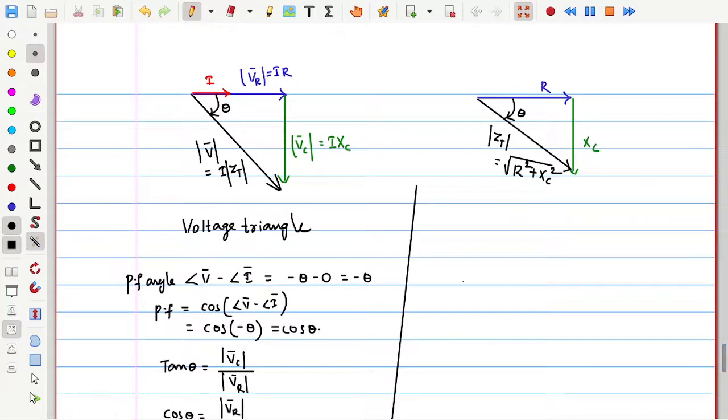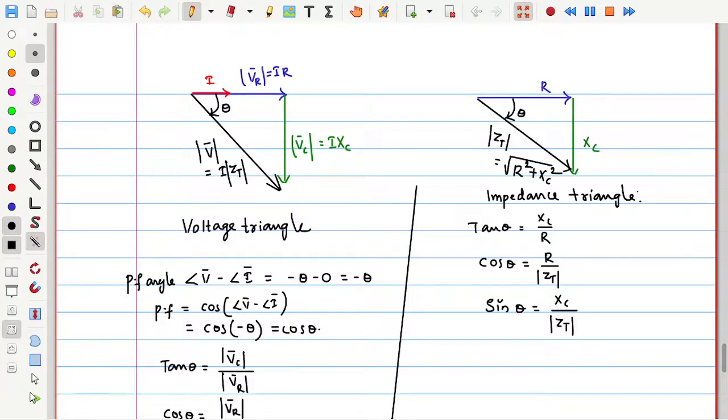Now we can write the same thing: tan theta is equal to, tell me, XC by R. Then cos theta is equal to R by mod ZT. Sin theta is equal to XC by mod ZT. So in this way we can use either the voltage triangle or the impedance triangle to get the theta values.